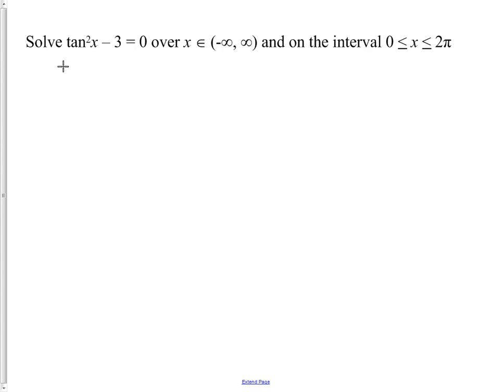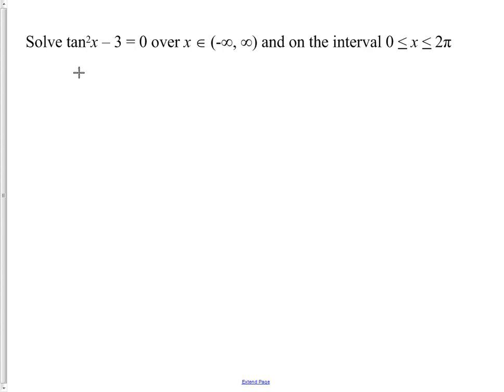Well, we really haven't talked that much about tangent, but we should. So let's take a look at this expression right here. We've got the square of tangent of x minus 3, and we're asked to solve it first over the general solution from negative to positive infinity over all real numbers, and then on the closed interval from 0 to 2 pi. And what kind of solution should we get here?